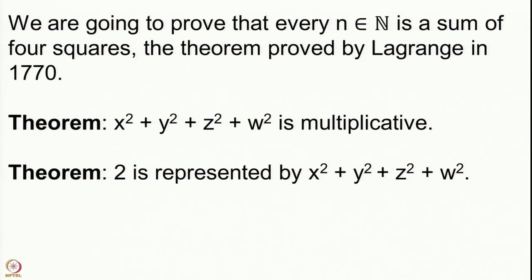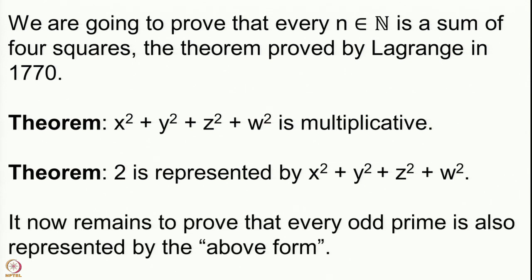So, after proving that this form is multiplicative, we only need to prove that every prime can be written in this way, that every prime is represented by this form. That is the only thing we need to prove. So, we start with the first prime p equal to 2, and we also saw in the last lecture itself that 2 is represented by this form. You can write 2 as 1 square plus 1 square plus 0 square plus 0 square, and now the only thing that remains to prove is that every odd prime is also represented by the above form.